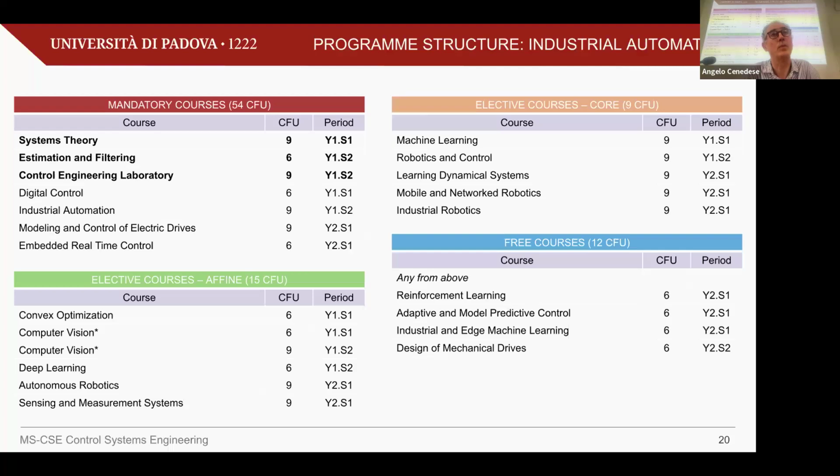Okay, so it makes sense to take both courses? Yeah. I recommend taking machine learning and then industrial and edge machine learning. In the case that you have already taken a machine learning course during your bachelor degree, you can probably jump to this course, because you already have a background in machine learning. This is what I mean. Okay.